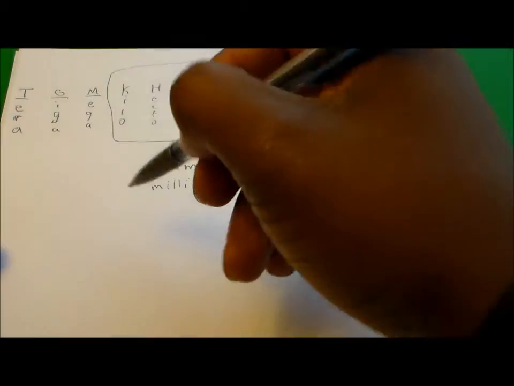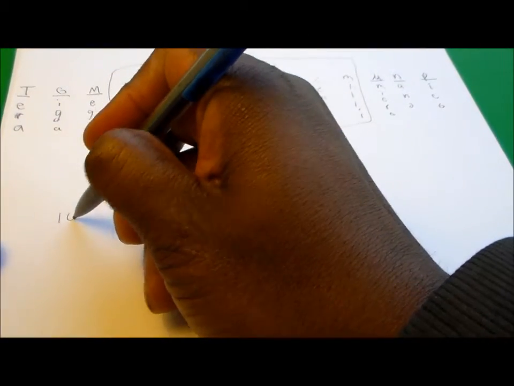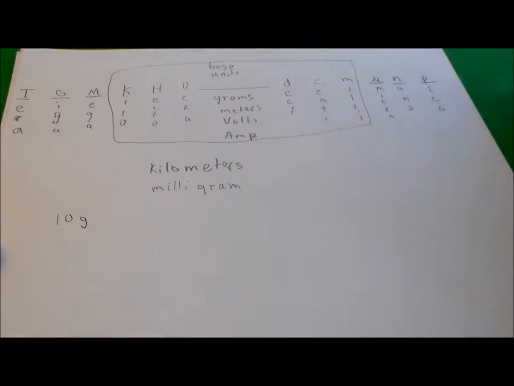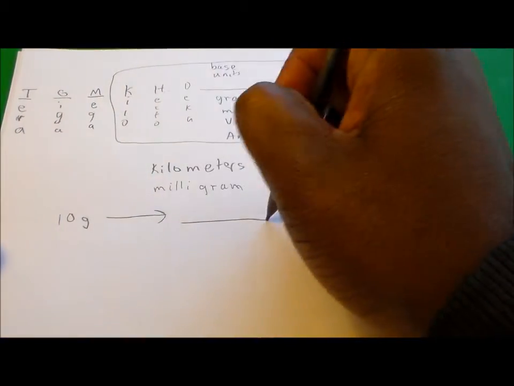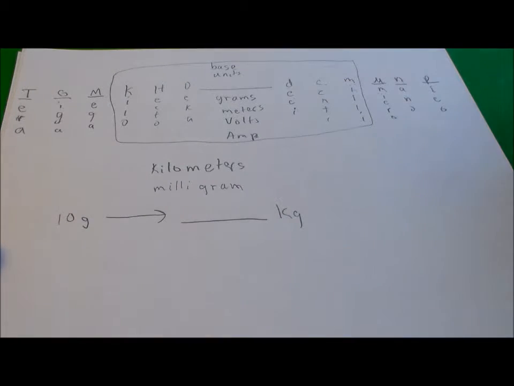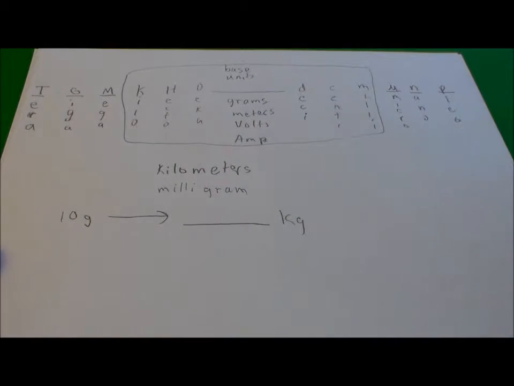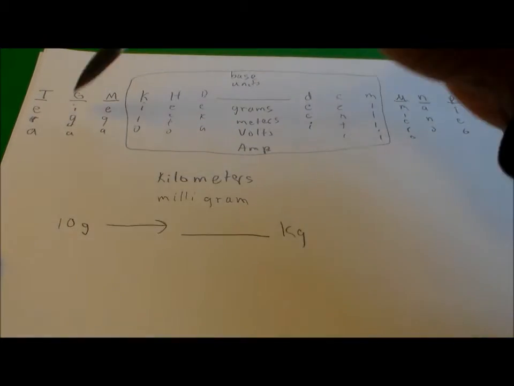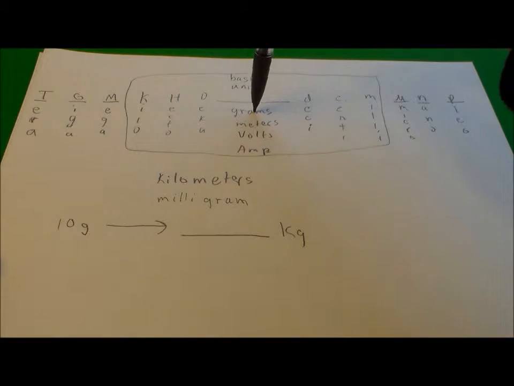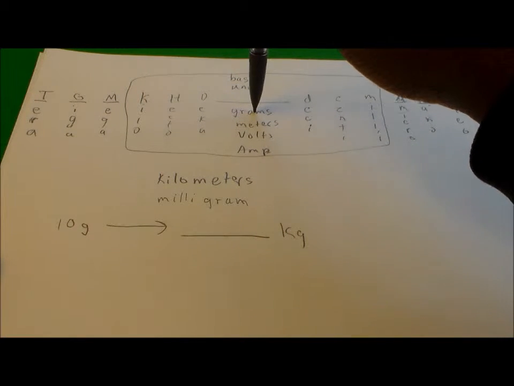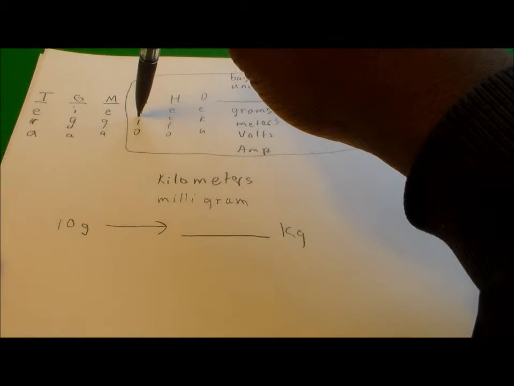Alright, so let's say for instance you have 10 grams, and we're just going to use g for that, and you're asked to convert from 10 grams to, let's say, kilograms. We're going to use kg for that. Question is, how do you go about converting from grams to kilograms? Well, in the setup that we had up here, what you're going to do is find where grams is, and grams is a base unit. And if we want to go to kilograms, kilograms is over here.